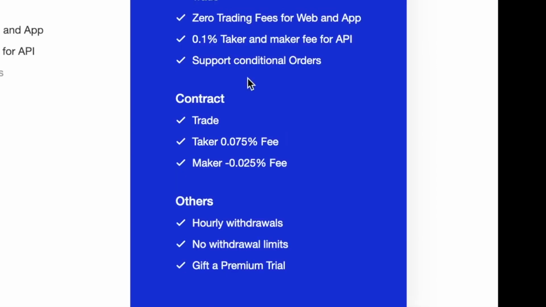But that's not all. Look at this. If you have the premium membership, you can get hourly withdrawals. Now, this might sound like nothing spectacular, but if you look at all of the other derivatives exchanges, BitMEX, for example, you can only withdraw once per day. Most competitors have that. You can only withdraw once per day. And some other competitors might have 3 times per day. But with this full premium membership, you get hourly withdrawals. This makes Phemex unique yet again.